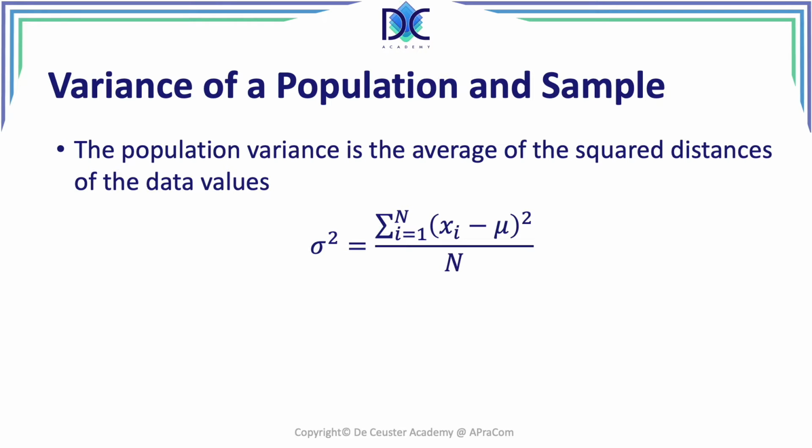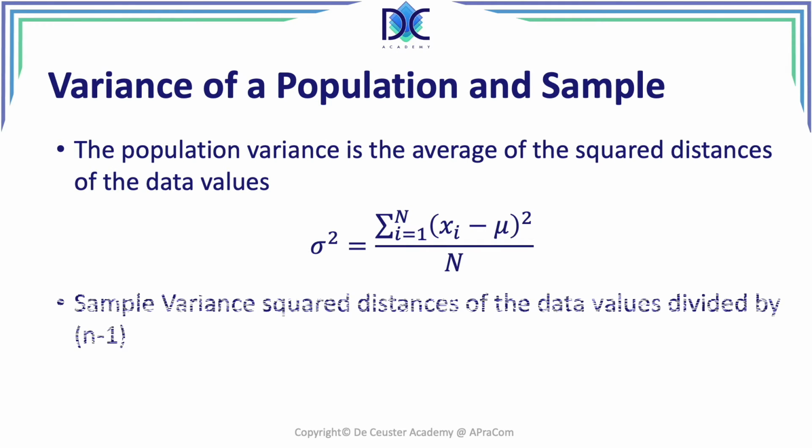Now we want to know the total quadratic distance from the different points to the average. We calculate the average, and when we have a population, we indicate the variance as sigma square, and we divide the total of the square distances by the number N, which is the size of the population, capital N.